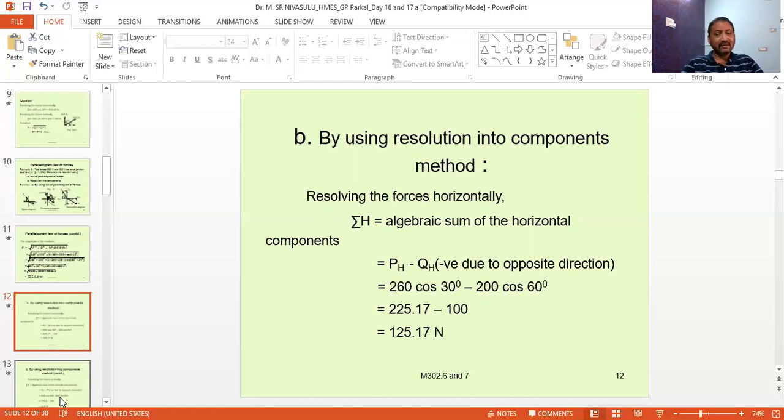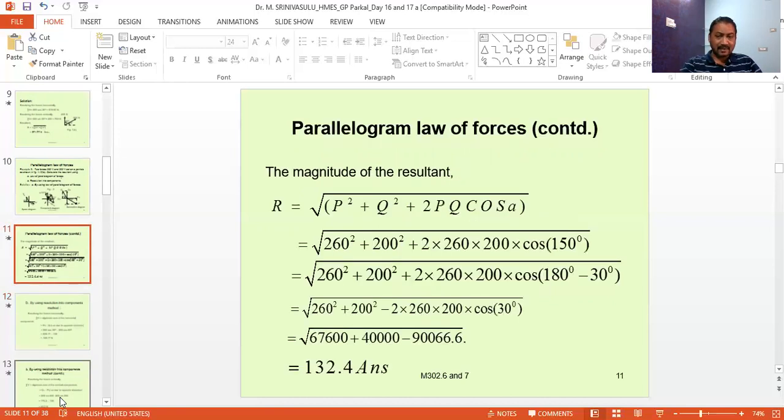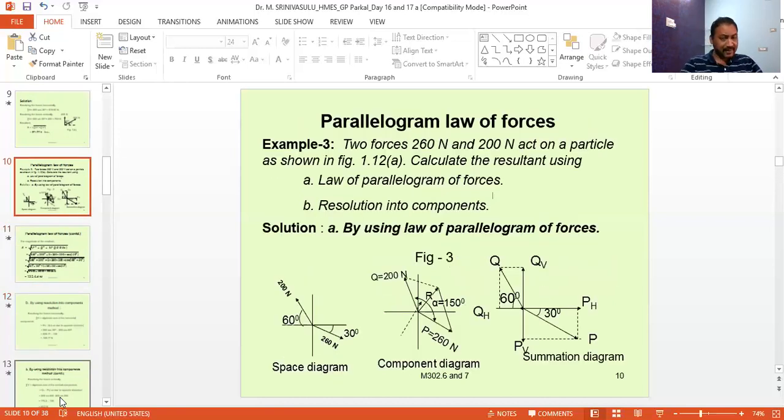So in this case, we have to find out the algebraic sum of the horizontal components of all the forces and also the algebraic sum of the vertical components of all the forces. Then we can find out the resultant by using the equation: under root of sigma H whole square plus sigma V whole square. So firstly, if you take the third figure, so this is the third figure.